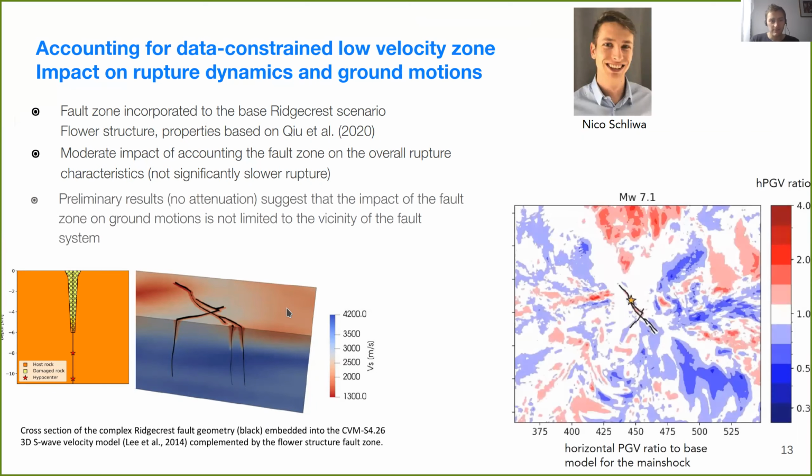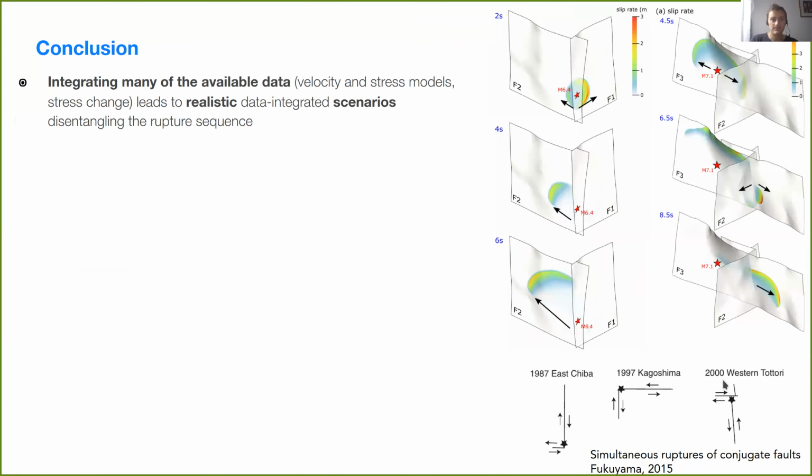On the other hand, and these are quite preliminary results, it suggests that the impact of the fault zone on ground motion is quite important and not limited to the vicinity of the fault. So we have some high differences also at distances up to 50 kilometers from the fault.